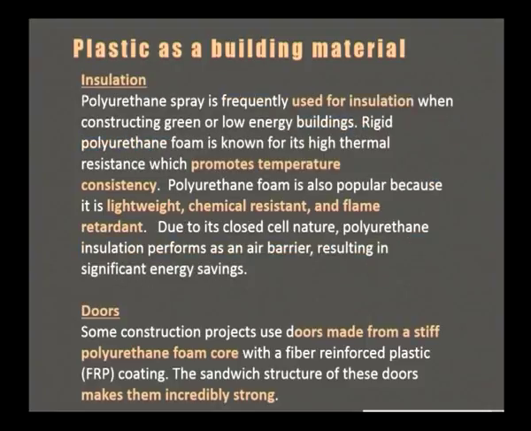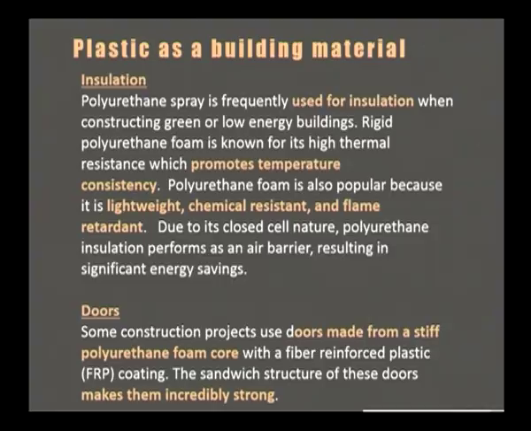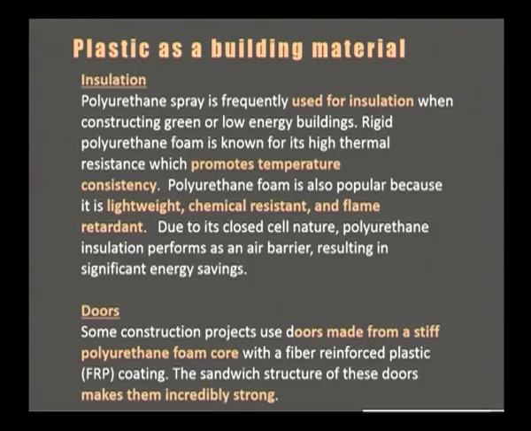So we talked about insulation in roofing material. Apart from that, insulation of thermal properties is very useful in plastics as a material itself. Polyurethane spray is frequently used for insulation when constructing green or low energy buildings. So in the need of sustainability and green design today, green or low energy buildings use a lot of insulation in the form of plastic. Rigid polyurethane foam is known for its high thermal resistance, which promotes temperature consistency. Polyurethane foam is also popular because it is lightweight, chemical resistant and flame retardant. So apart from being able to insulate heat, it is also lightweight, chemically resistant and flame retardant.